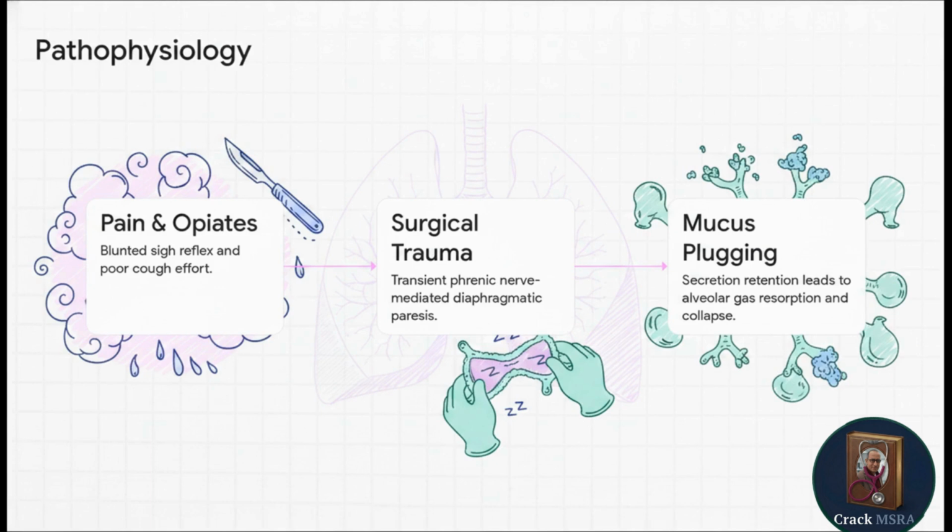Step 2. Direct surgical manipulation near the diaphragm causes a transient, phrenic nerve-mediated diaphragmatic dysfunction. Basically, the diaphragm just gets stunned. Then we hit Step 3. Because the patient isn't breathing deeply or coughing effectively, retained secretions start to cause mucus plugging in the small airways. This traps gas, the gas gets resorbed, and ultimately you get the collapse of those dependent lung bases.